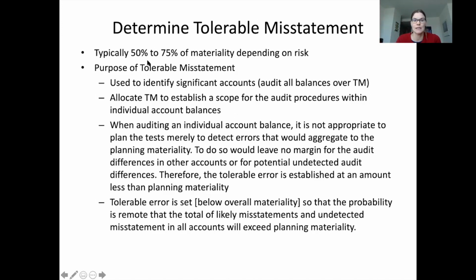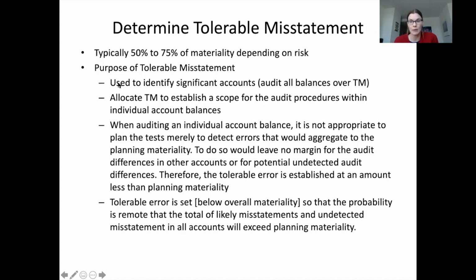Now this says 50 to 75%, so we either cut it in half, 50%, or we just reduce it a bit, use 75% of that overall materiality number. And this new number that is 50 to 75% of overall materiality is what is called tolerable misstatement or tolerable error. And again, the 50 to 75 decision is based on risk. So if we think the client is more risky, we're going to go with 50%. If we think the client is less risky, we're going to go with 75%.